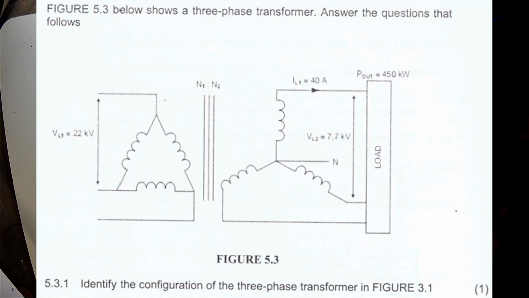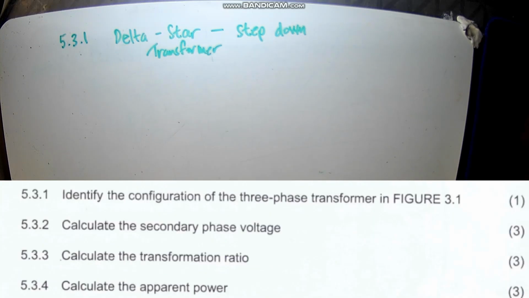So if your voltage on the left is greater than the right, it will be a step down transformer. If the voltage on the left is smaller than the right, it will be a step up transformer. Do note that transformers step up or step down voltages, not currents. Do note that. So this is how we determine whether it's a step up or step down, by looking at either the N's or the V's. Remember that N and V are proportional to each other. So this is a delta star transformer, and it is also a step down transformer. Do write both answers just to play it safe.